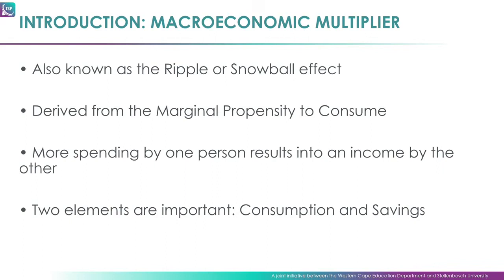This is derived from the marginal propensity to consume. Now, the word propensity refers to the amount of money that consumers or businesses or government are spending. So more spending by one person results in an income for another. The two elements that are extremely important here are consumption and savings, because both of these are going to have an effect on what that multiplier is going to be at the end of the day. But we will be taking a much closer look at all of these as we go through this.